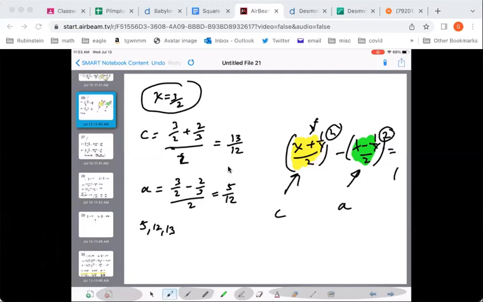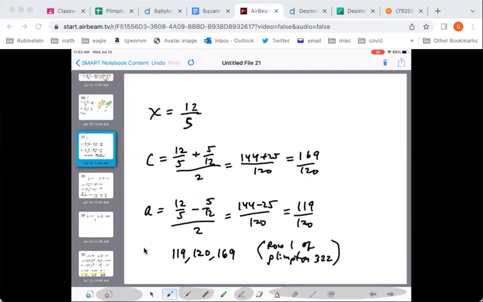So the first one made a 5, 12, 13. And the second one is interesting because when you do 12/5, I didn't just pick that one randomly. 12/5 turned out to be 119, 120, 169, which is row 1 of Plimpton 322. And I'm going to finish up today with some mysteries. I'm not going to say they're solved, because in history of math and archaeology in general, you can't really solve it except to say the best theories right now suggest this, and maybe some evidence comes out.